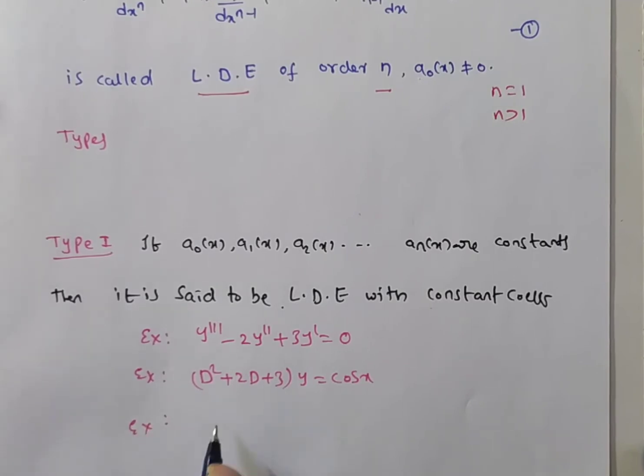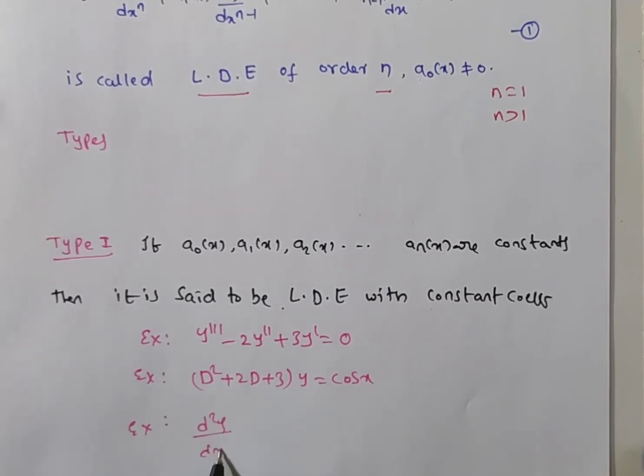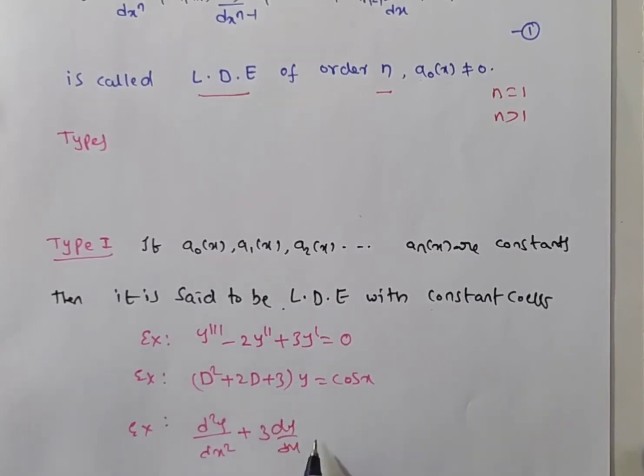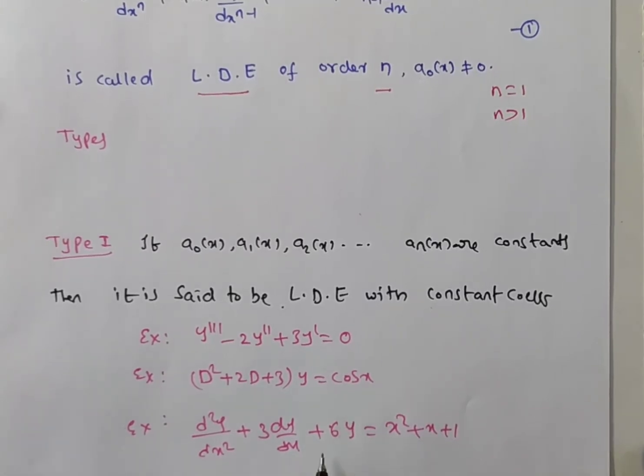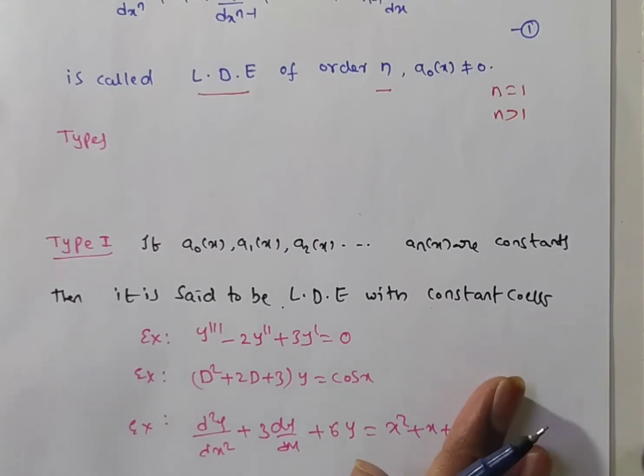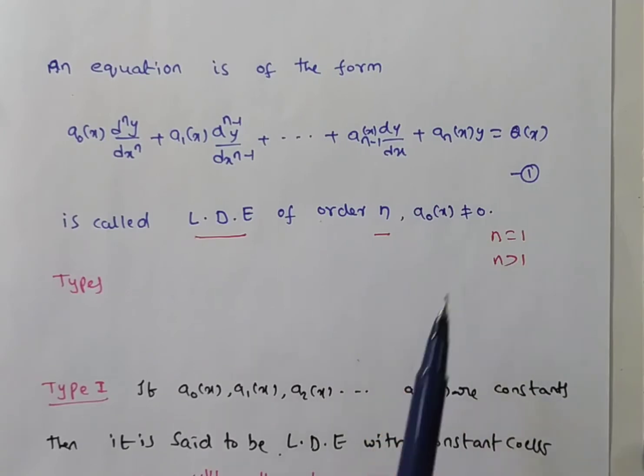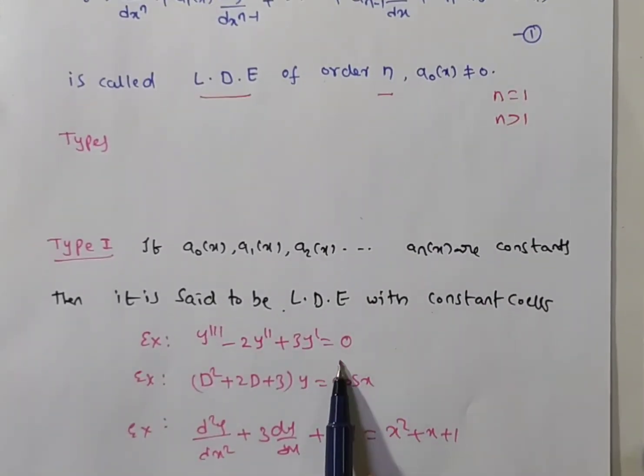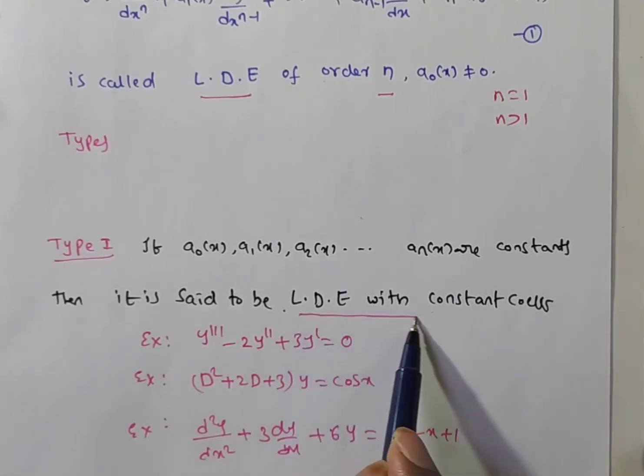One more example I am giving. You can write d square y by dx square plus 3 into dy by dx plus 6 into y is equal to x square plus x plus 1. Here the coefficient of y is 6, the coefficient of dy by dx is 3 and of d square y by dx square is 1. So all these are constants. So this is a linear differential equation with constant coefficients. In this case q of x can be either constant or variable. In the first case it is a constant.